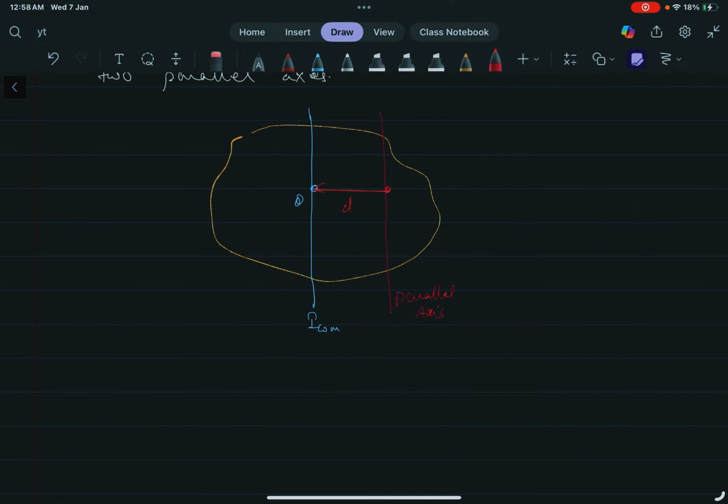Parallel axis theorem: I about this axis equals I center of mass plus m d square. In many books it is written as I center of mass plus m r square. This is the moment of inertia about the axis. Suppose this axis is a and b and this axis is y and y dash. So the moment of inertia about y dash is this one. This is a very basic theorem which we are discussing.